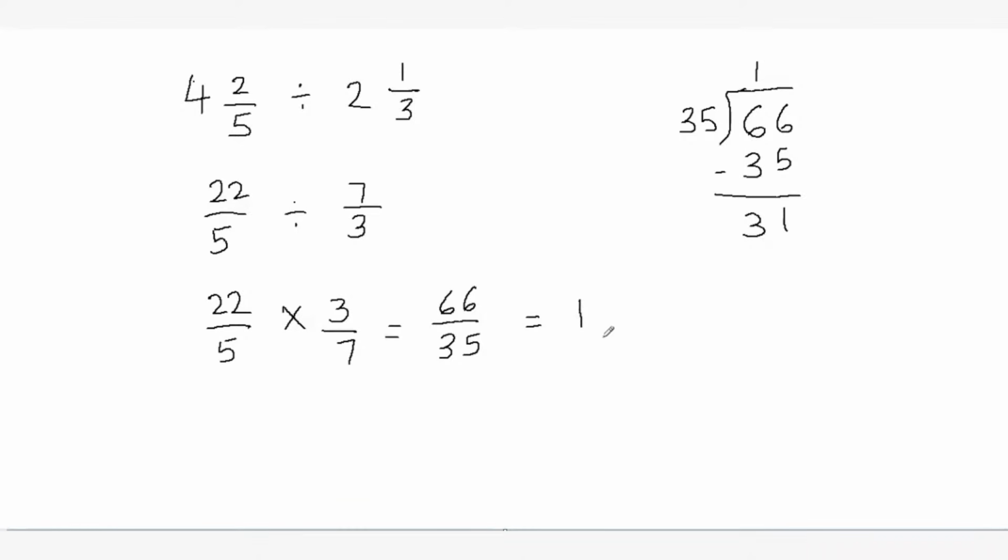And for the fractional part of the mixed fraction, we're going to use the remainder and the divisor. So I'm going to write the remainder on top. That becomes my numerator. And the divisor will go in the bottom. That becomes my denominator. So my final answer is going to be 1 and 31/35.